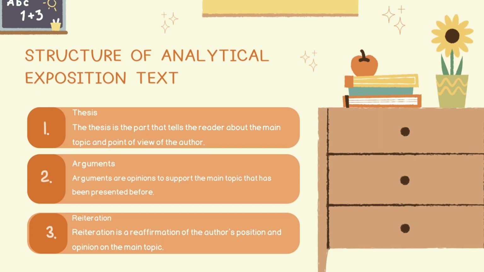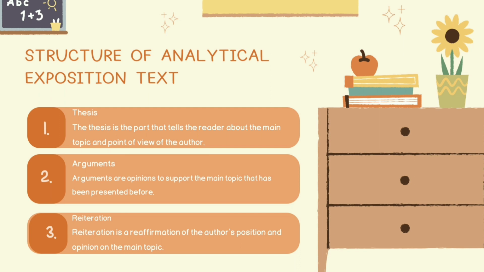And then the last structure, reiteration. After the thesis and argument sections have been presented, of course, it will be closed with a conclusion or reiteration. This section is always located at the end of the text and becomes the closing paragraph of the piece. Reiteration is reaffirmation of the author's position and opinion on the main topic. Reiteration is also referred to as conclusion.